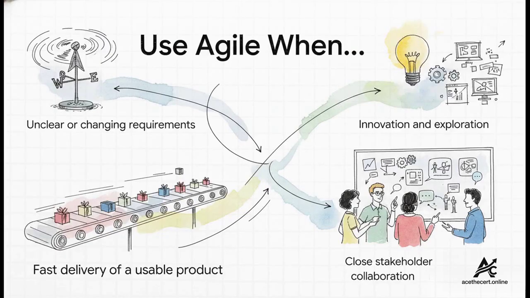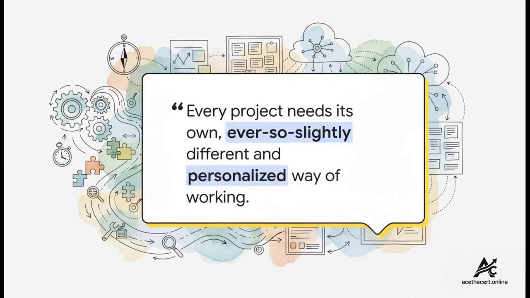And on the flip side, here are your triggers for Agile. If you see words like dynamic environment, evolving requirements, unclear scope, or something like software development, that's your cue to think Agile. These words are all telling you that you need flexibility, you need to iterate, and you need constant feedback. You know, this quote from Alistair Cockburn really just says it all.